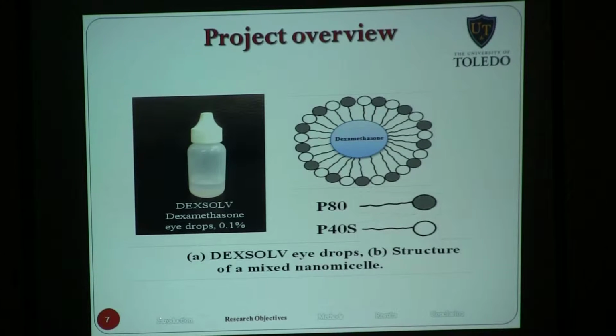We have used two nonionic surfactants, which are approved by FDA for use in ocular products. These are polysorbate 80 and polyoxyl 40 stearate. So these are very widely used in eye drops as surfactants. So we have chosen these two surfactants in right proportions in order to dissolve the drug in the required concentration, that is 0.1%.